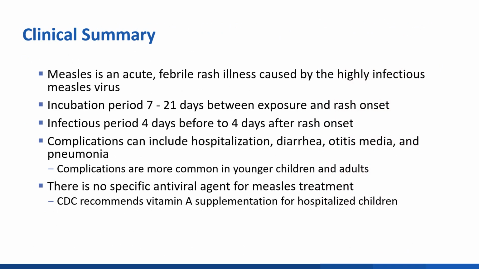So to review a clinical summary, measles is an acute febrile rash illness caused by the highly infectious measles virus. There's an asymptomatic incubation period of about 7 to 21 days between exposure and rash onset. The infectious period lasts from 4 days before to 4 days after rash onset. Complications of measles can include hospitalization, diarrhea, otitis media, and pneumonia, and complications are more common in younger children and adults. And there is no specific antiviral agent for measles treatment, but CDC does recommend vitamin A supplementation for all hospitalized children.